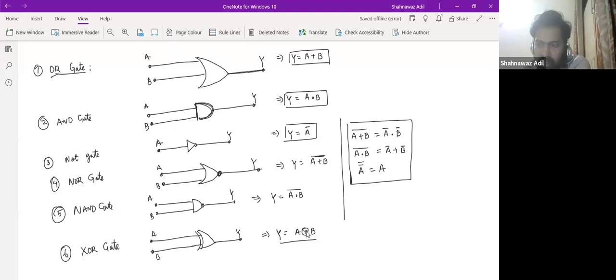Okay, so what's that circle thingy? Oh, yeah, so this is the XOR gate, right? This is the OR gate. This represents the XOR gate. When we talk about the truth table, it will be easier to understand.